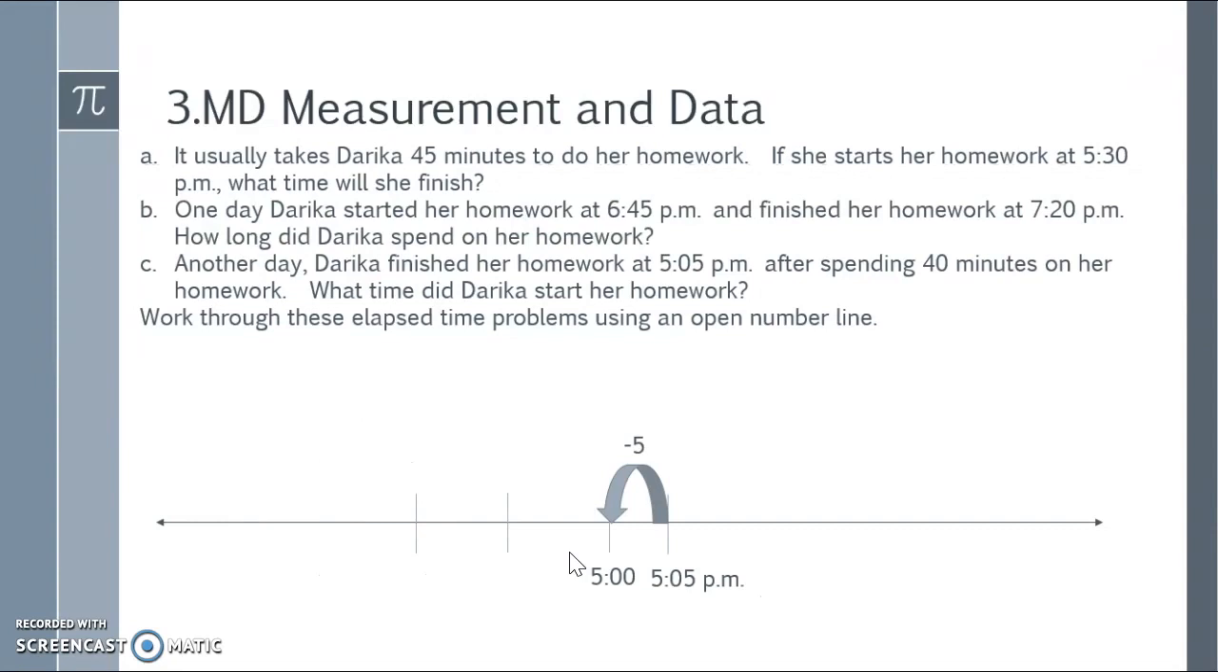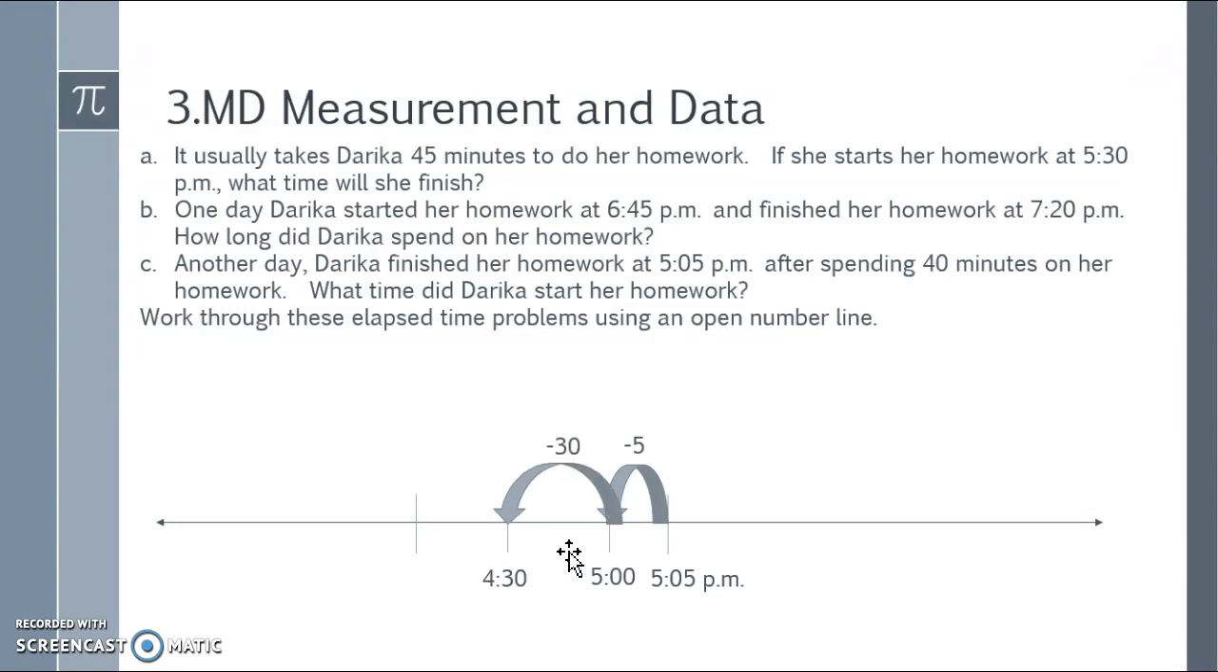So another day, Derica finished her homework at 5:05. After spending 40 minutes on her homework, when did she start? So remember, it's elapsed time. So we finished at 5:05. So we need to work our way backwards to find out when we actually started. So from 5:05 to our 5 o'clock benchmark, we subtract 5 minutes. But we need to spend 40 minutes. So we've only done 5 minutes so far.